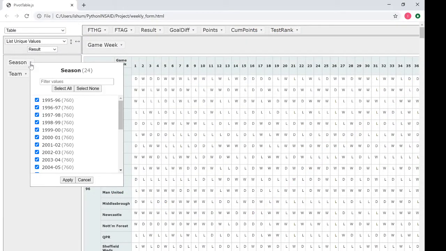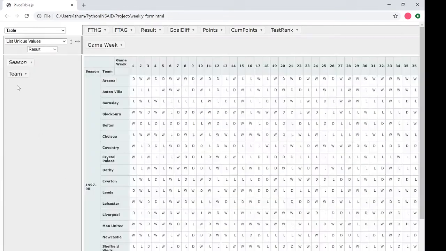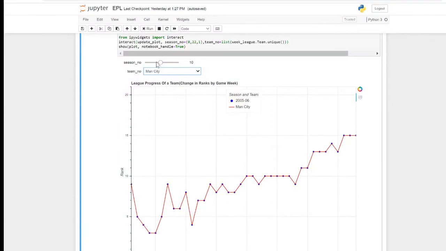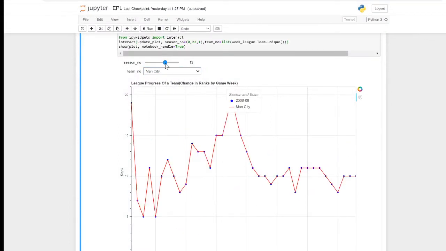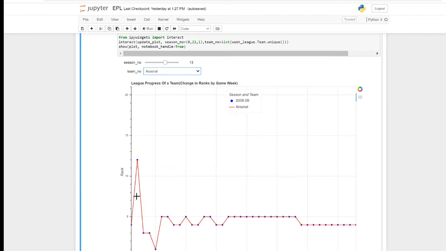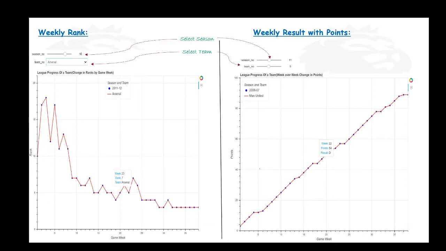Here we can select the season, whichever season we want to see, and similarly the teams if we need to, and see how the team did over the 38 game weeks in that season. Now coming to the interactive plots, here you can select the season from the drop down, select the team that you want and see how they progressed in that season.